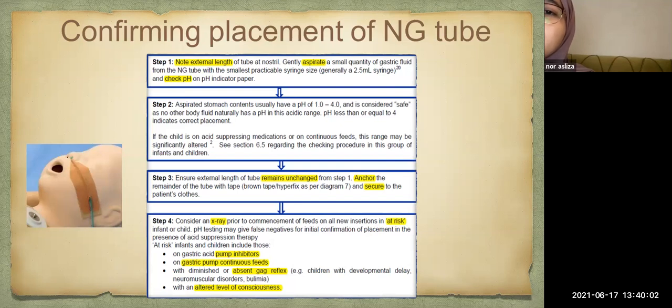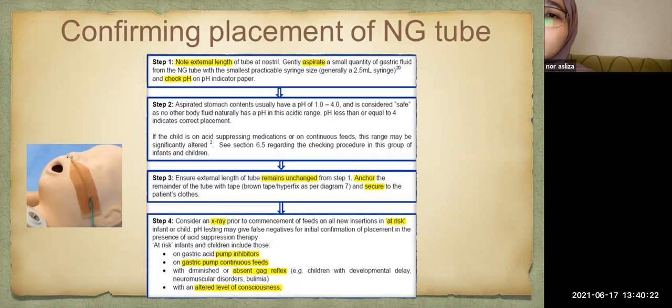The aspirated content usually has a pH of 1 to 4 and is considered safe, as no other body fluid naturally has a pH in this acidic range. A pH less than or equal to 4 indicates correct placement.